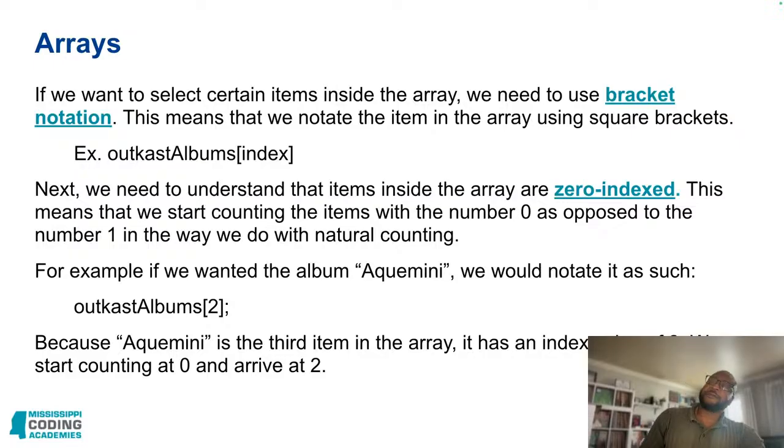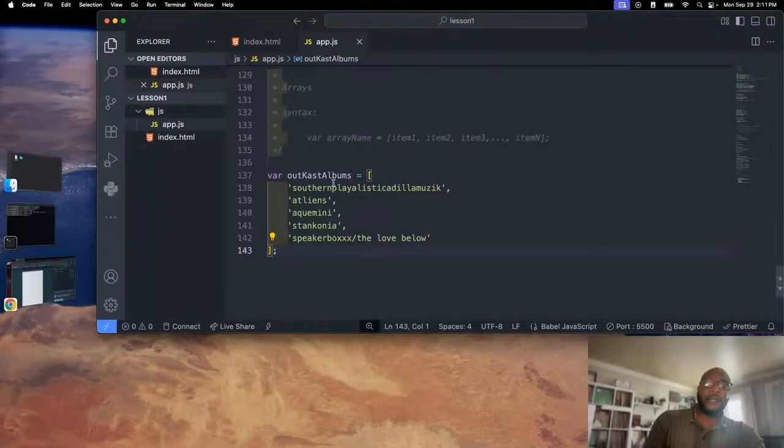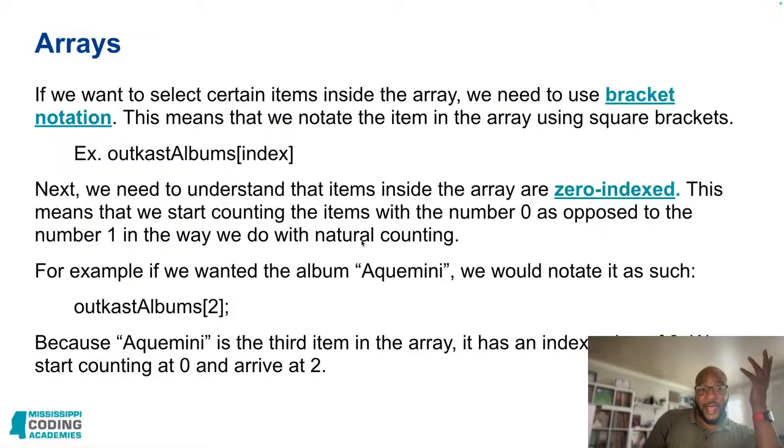But anyways, if we want to select certain items inside the array, because that's important, we want to not only build out an array like we did right here, but we also want to be able to access the items. Okay. So the way we access the items inside the array is by using bracket notation. What this means is that we notate the item in the array using square brackets. Okay. An example is just like so right here.